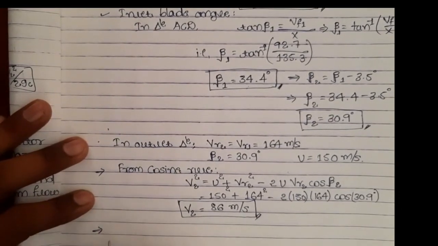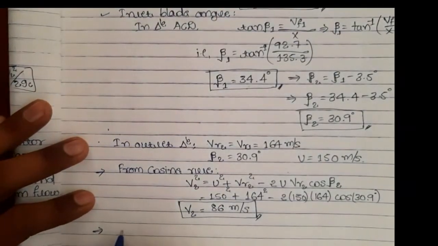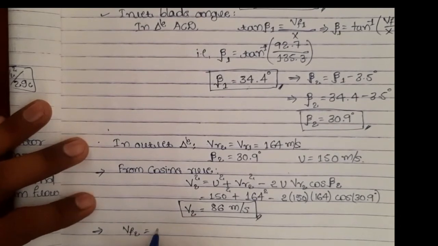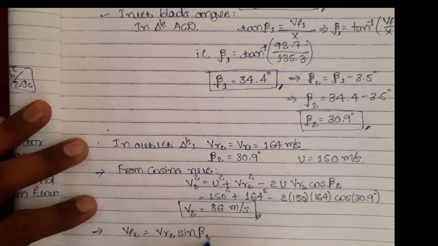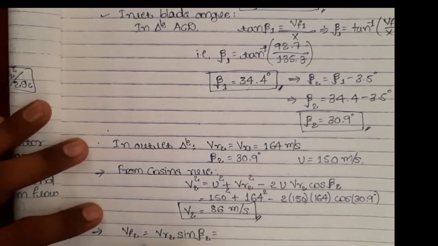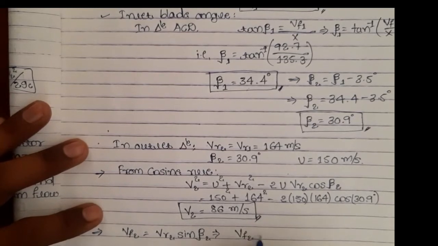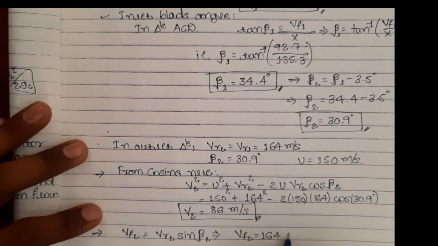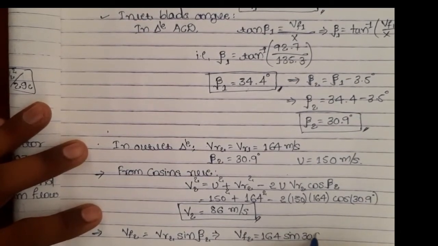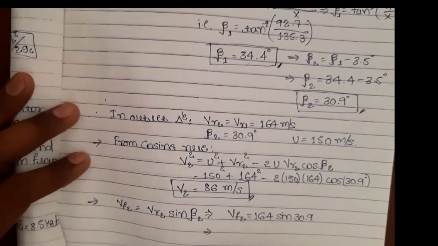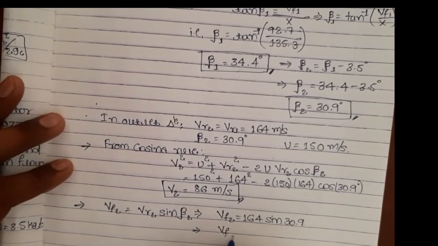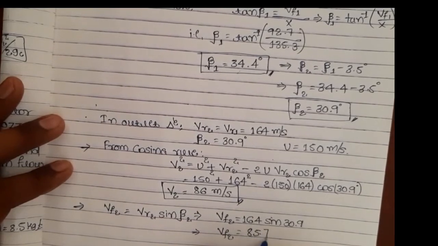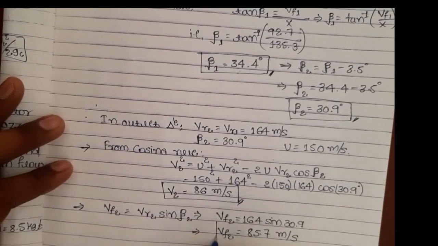Now, using the same angle beta 2, I shall calculate VF2 as VR2 sin beta 2, similar to the inlet velocity triangle. That is, VF2 is equal to VR2, which is found to be 164, then sin 30.9. Therefore, VF2 is equal to 85.7 meter per second, right?